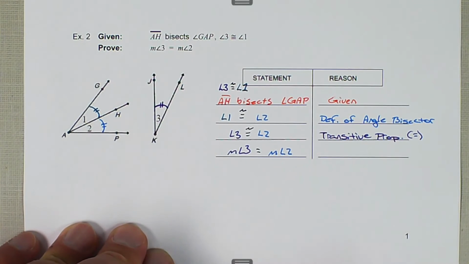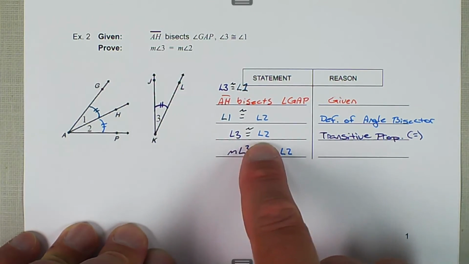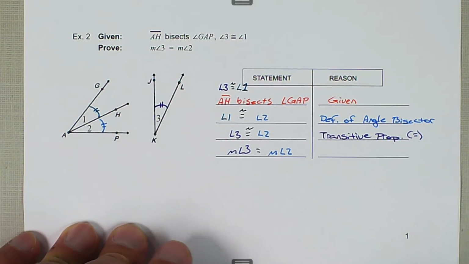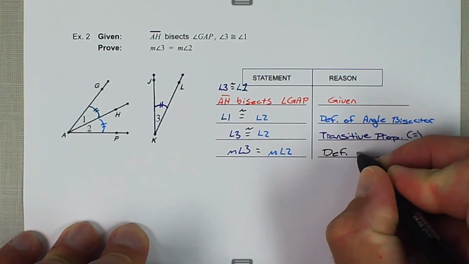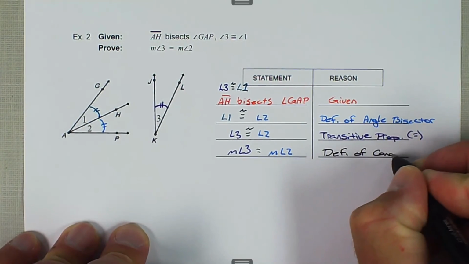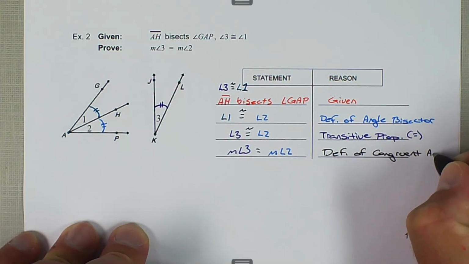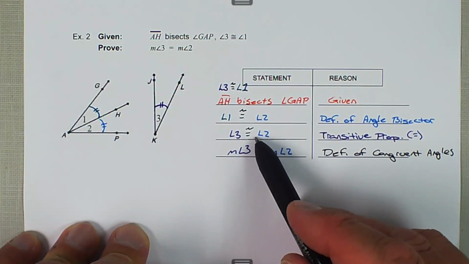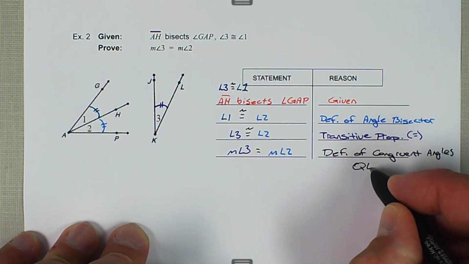And then our last step here, all we're doing is changing it from comparing two congruent angles to comparing the measure of the angles. So this is going to be the definition of congruent angles. All that says is, if the angles are congruent, then the measures of the angles have to be equal. And so our proof is over, QED.